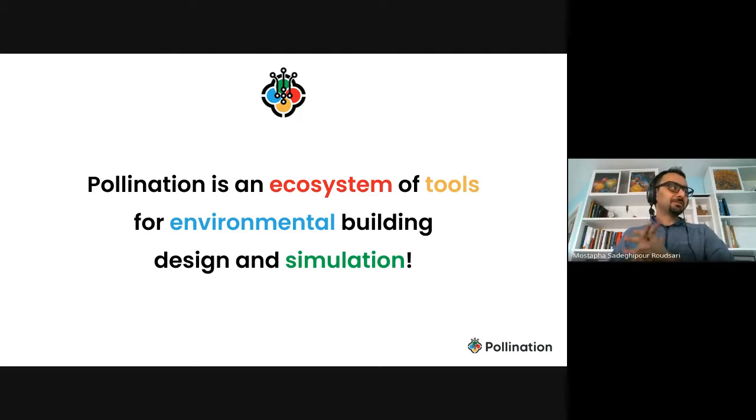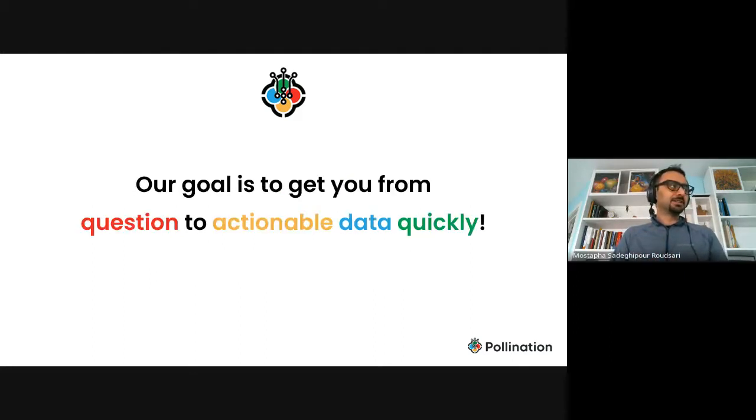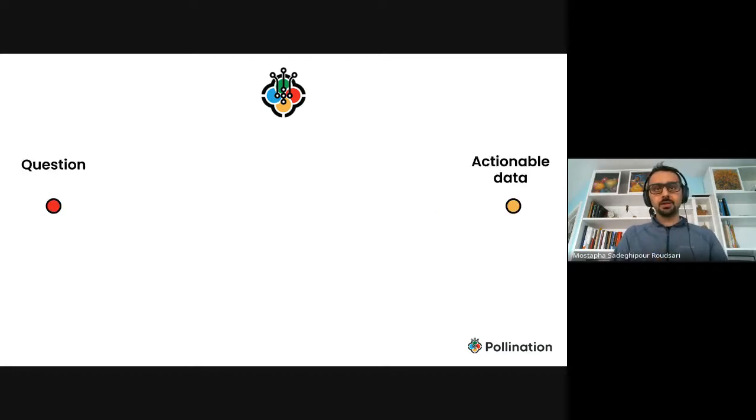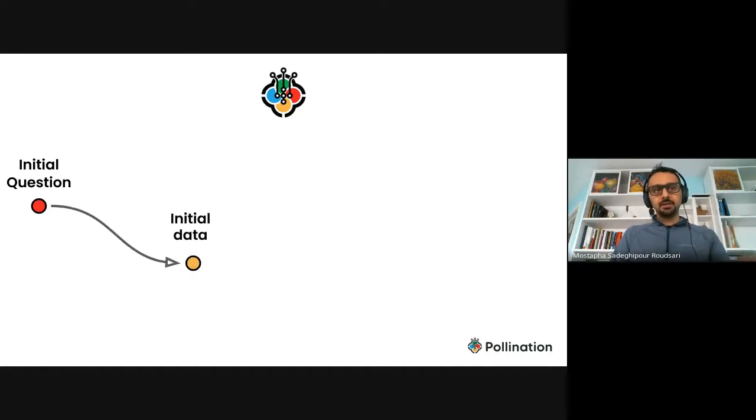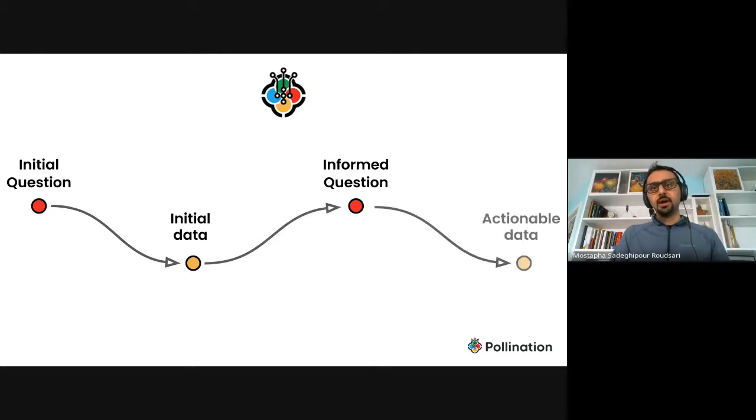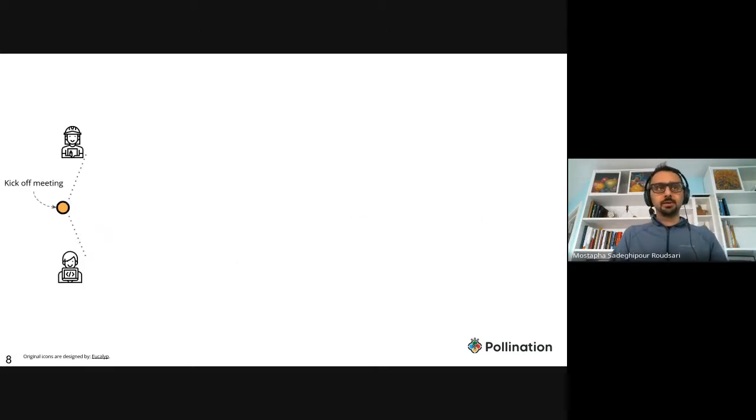Pollination is an ecosystem of tools for environmental building design and simulation, and our goal is to get you from questions to actionable data quickly. What makes us different is we don't think about the process like this, from question to actionable data. We more think about you have an initial question, get an initial data, then have a more informed question and get to actionable data eventually.